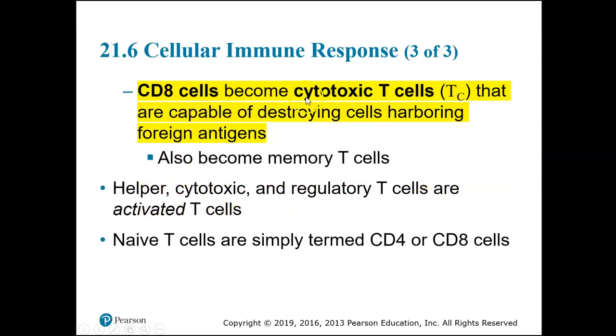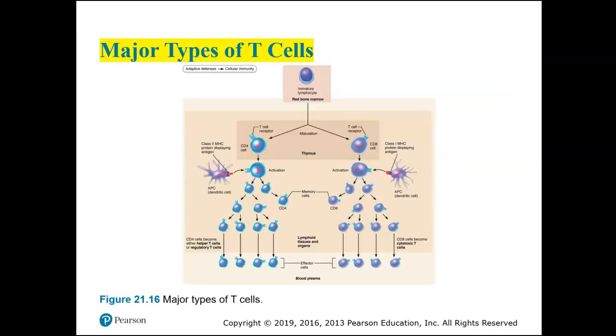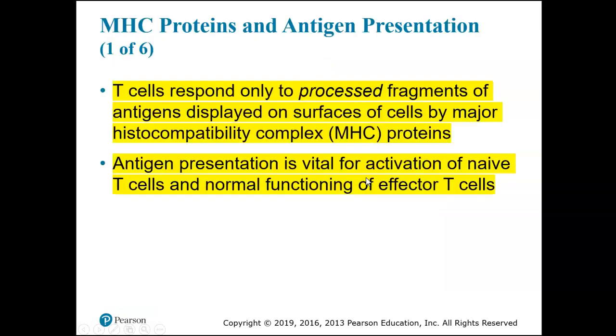CD8 cells usually become cytotoxic T cells, which means that these are T cells that are capable of killing cells that contain foreign antigens. So here are your major types of T cells. They can be CD4 or they can be CD8. If they're CD4, they usually will become a helper T cell. And if they're CD8, they will become a cytotoxic T cell.